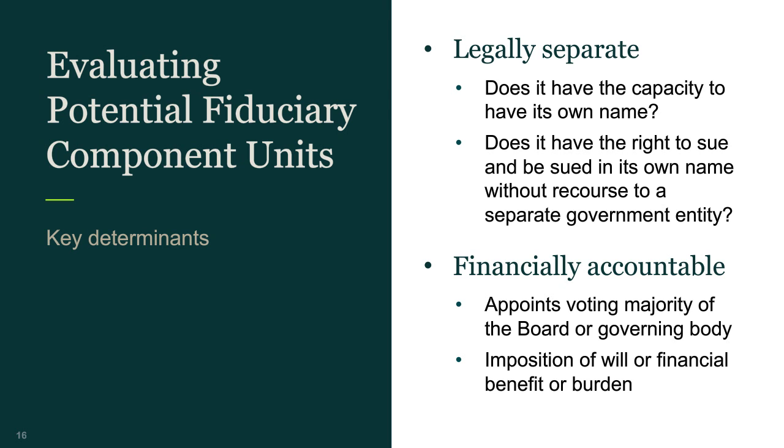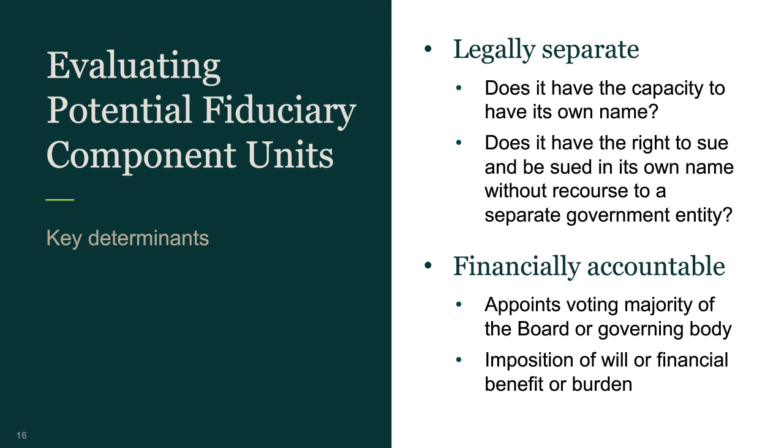For the financial accountability piece, there are a couple items to understand, including whether the governing body of the primary government appoints a voting majority of the governance group of the potential component unit. So going back to the last example, if that pension plan had a board of trustees, would the board of directors or council members or whatever of the primary government be responsible for appointing a voting majority of that board of trustees of the plan?